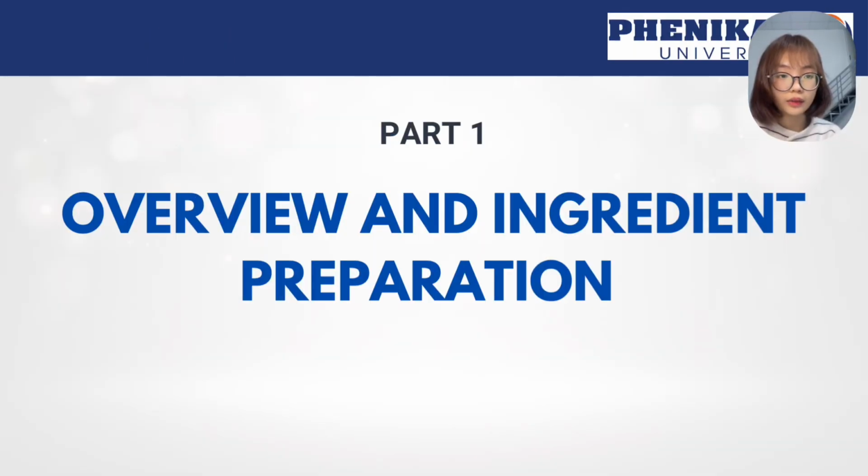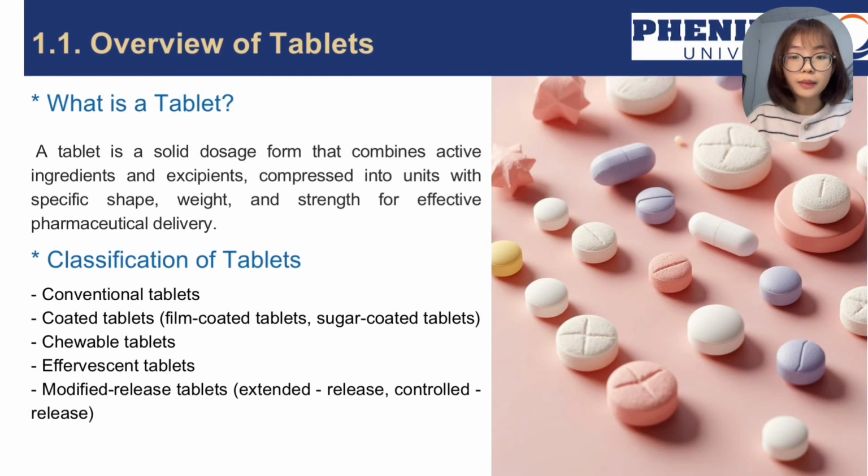Part 1. Overview and ingredient preparation. 1.1, overview of tablet. What is a tablet? A tablet is a solid dosage form that contains active ingredient and excipient compressed into units with specific shape, weight, and strength for effective pharmaceutical delivery.